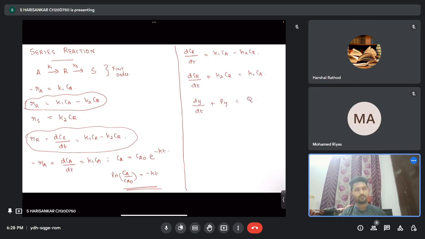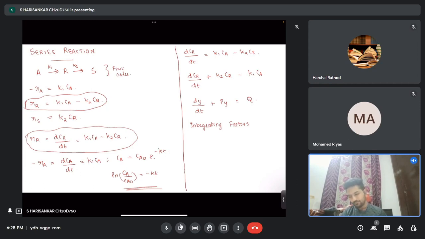Okay, and you might have learned the integration of such terms, which we integrated using integrating factors. So I'm not going to do this integration here, but this is just the concept of this integration. We use integrating factors and integrate this equation, and finally we write the terms of concentration of A, R, and S using this integration.